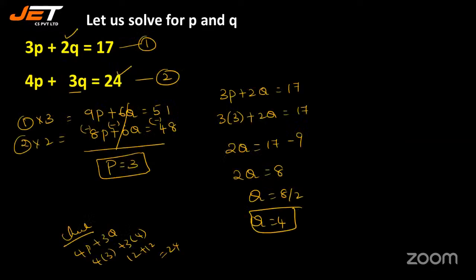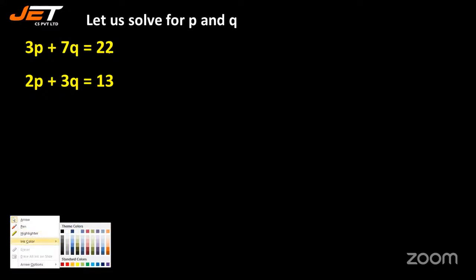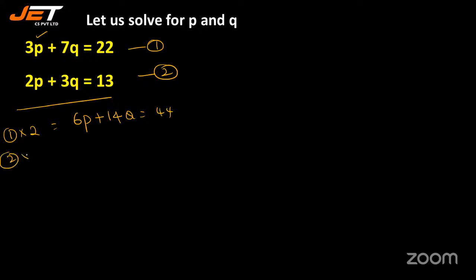Was it same? No, different. So let's take this as 1. Let's take this as 2. So equation 1 and 2. Now for a change, let's cancel p. 1 into 2, 6p plus 14q is 44. 2 into 3, 6p plus 9q is equal to 39.